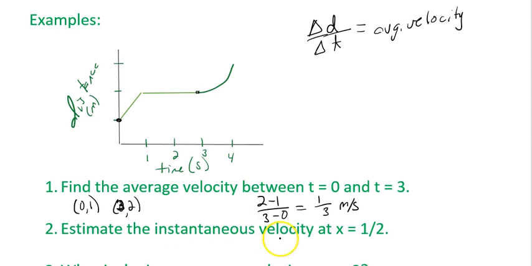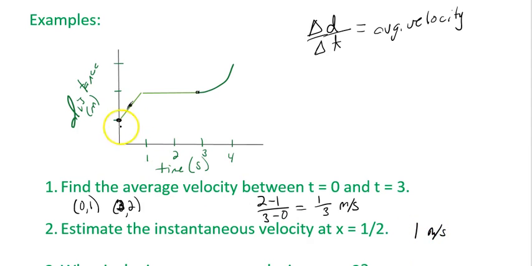Okay, second question, estimate the instantaneous velocity at x equals 1/2. 1/2 would be about right here, so on the graph we're right here. And since it's on a line, we can actually estimate that tangent, that slope, really well. It looks like you're going up 1 and over 1, so it looks like a slope of 1. So my estimate for the instantaneous velocity, or the slope of this tangent line, is about 1 meter per second.